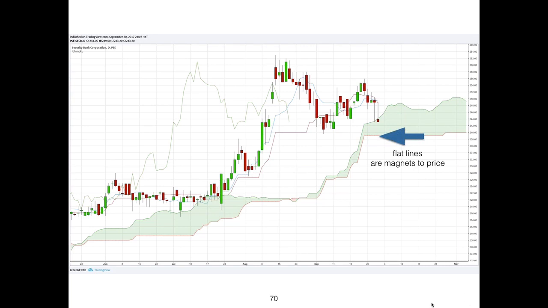So these are flat lines. So they are magnets to price. So expect prices to bounce off that or try to use that as a support level. If price is below that line, then a strong support has been broken and it will still try to go back to that line as resistance. So there will be a reversal of roles if this line is broken to the upside or the downside.